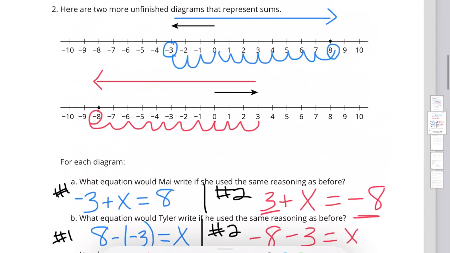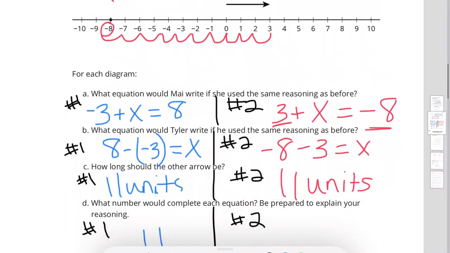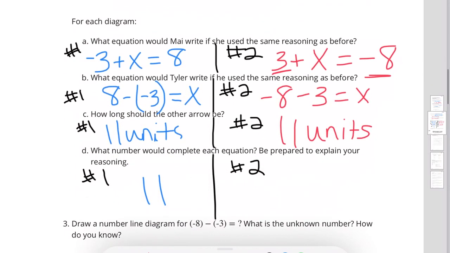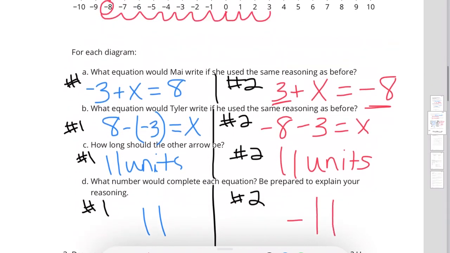For diagram 2, I also moved 11 units. But this time I moved to the left, which means the value would be negative 11. So negative 3 plus positive 11 equals positive 8. Positive 3 plus negative 11 would give us negative 8.